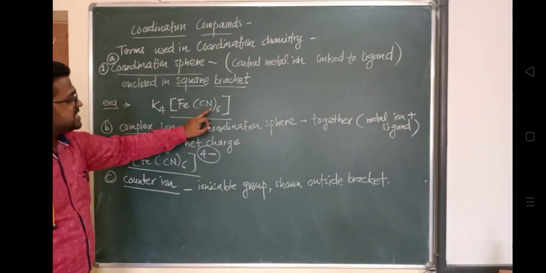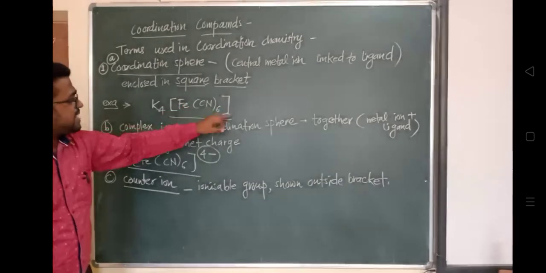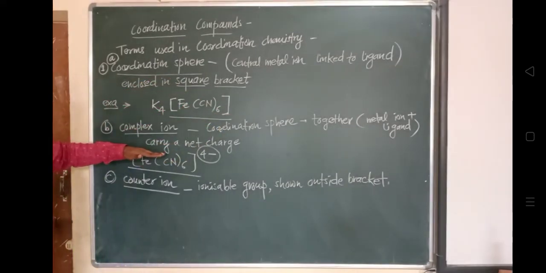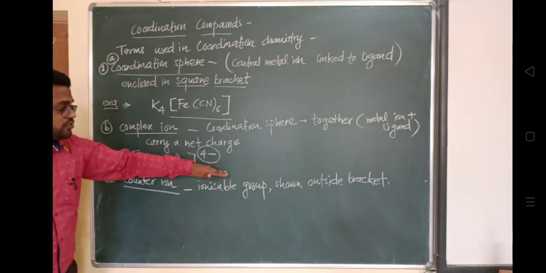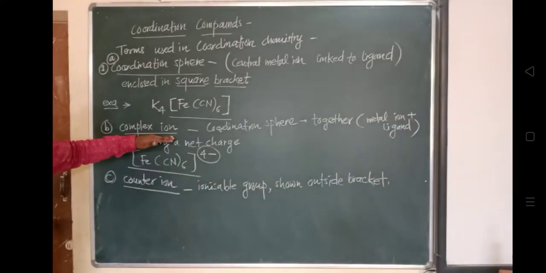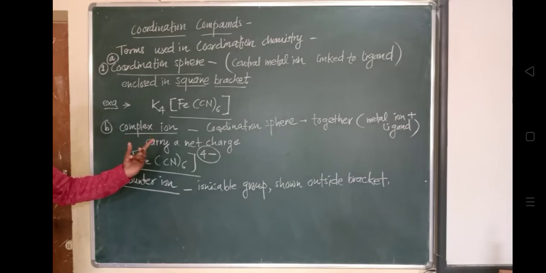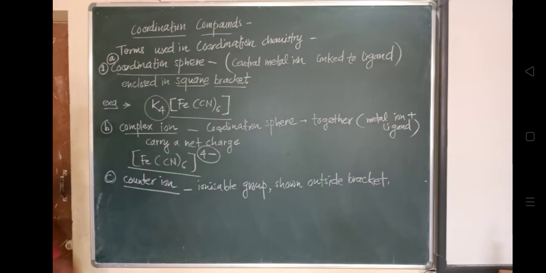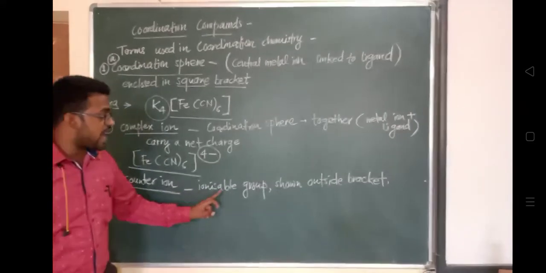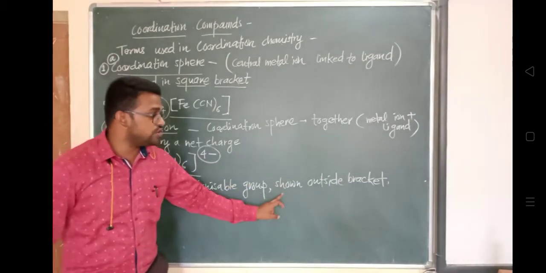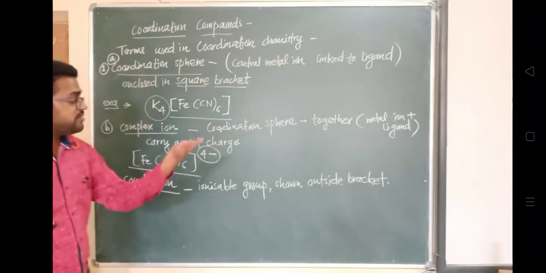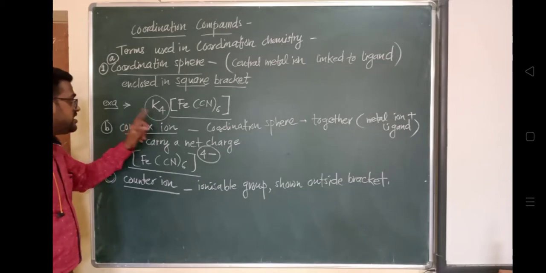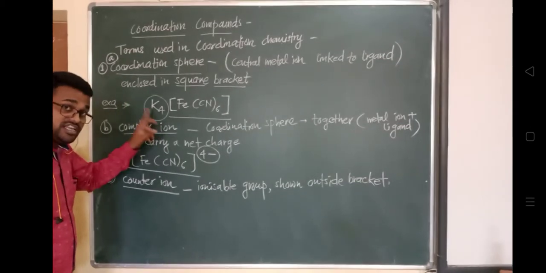The ionizable group which is shown outside the bracket. So what is outside the bracket? It is K4, which is outside the bracket, and this will represent, if it is ionizable, a counter ion. So in this case, K4, इसको ionize, if it is ionizable, it will be represented as K plus.